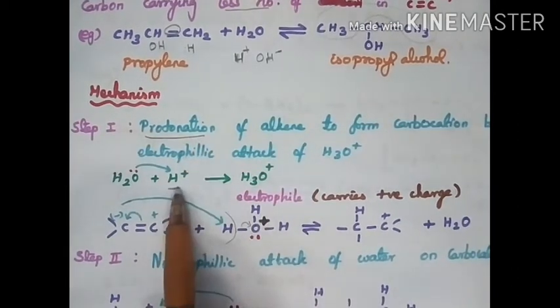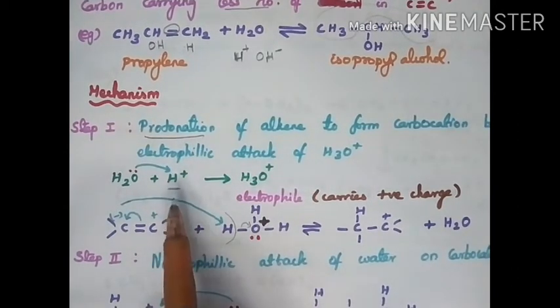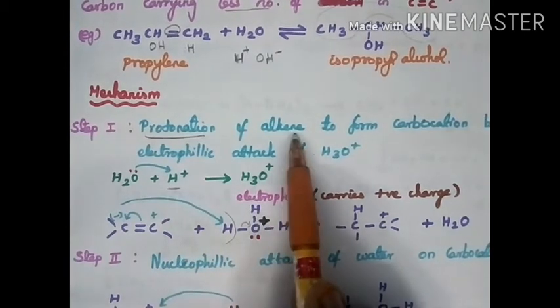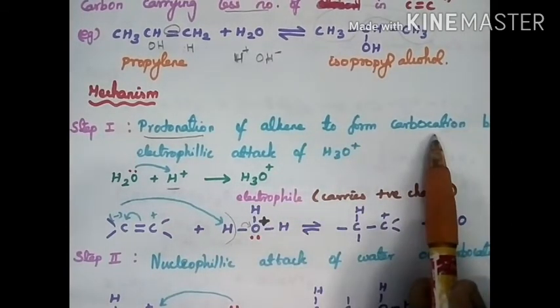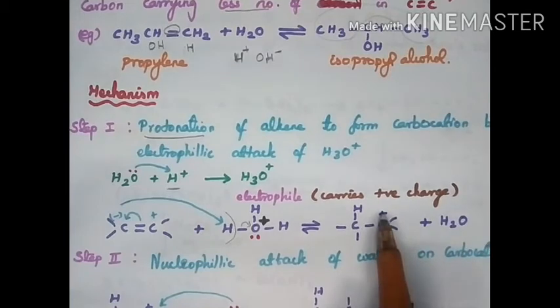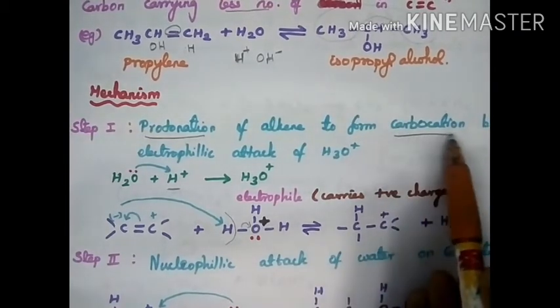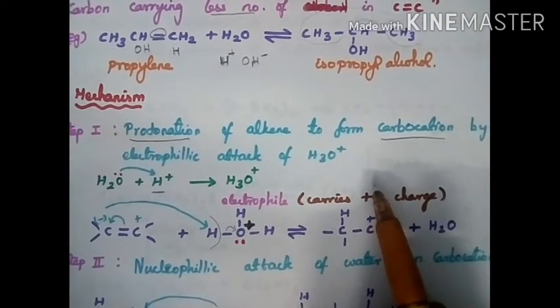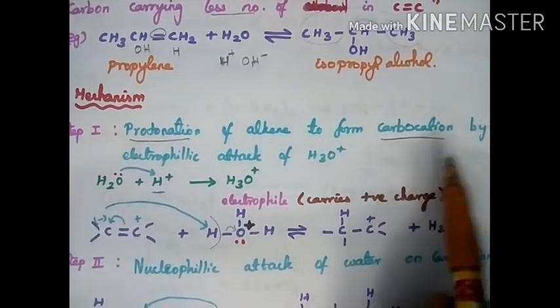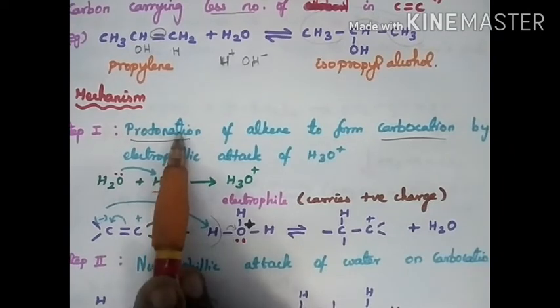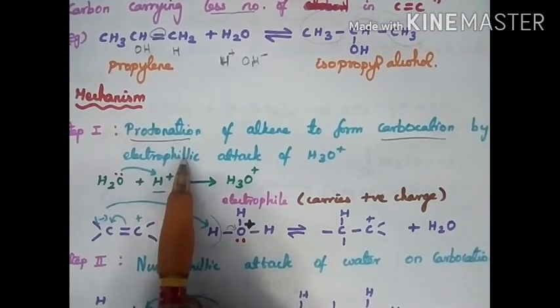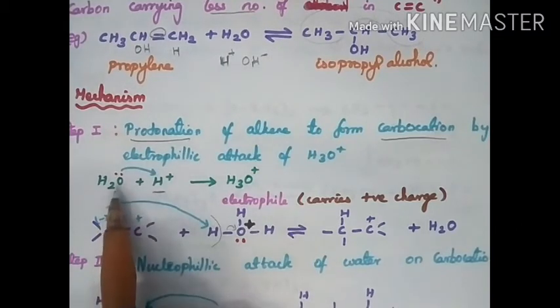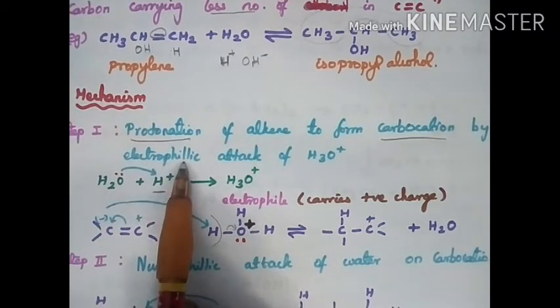Protonation of alkene to form a carbocation. What is a carbocation? A carbon carrying a plus sign is called a carbocation, formed by electrophilic attack. How does this protonation take place? Electrophilic attack means an electron deficient species is attracted by water.